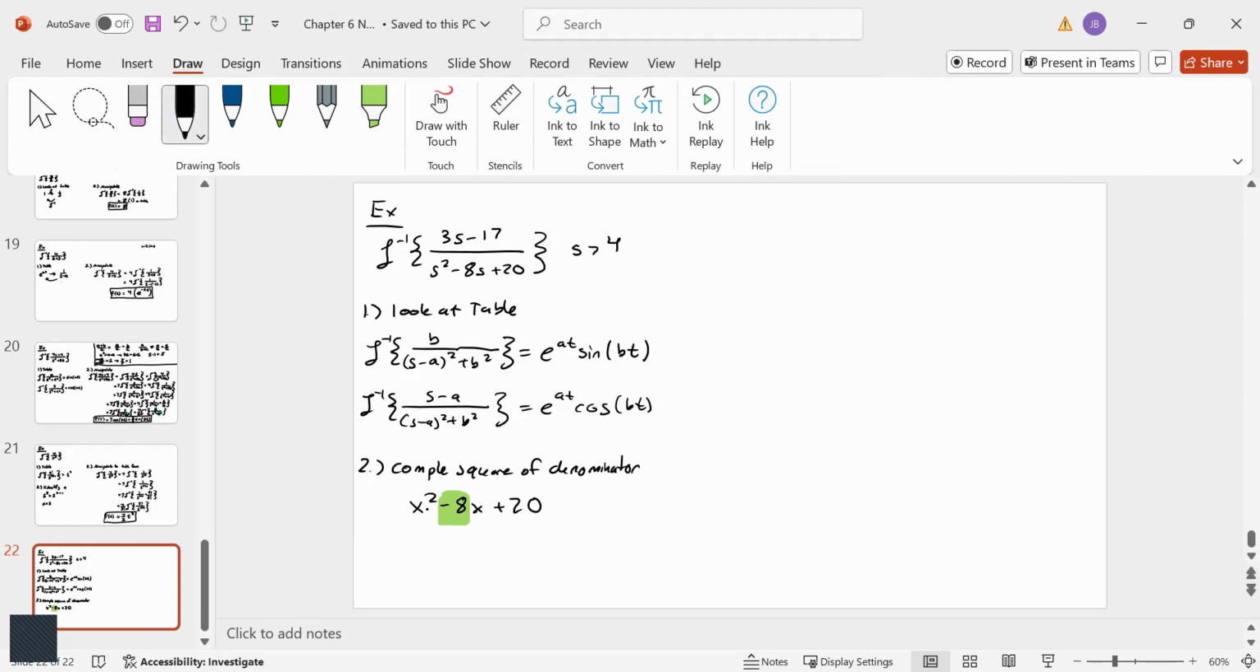You're going to take that number and divide it by 2. So -8 over 2 is equal to -4. Negative 4. From there, you're going to square it, which means you get 16.